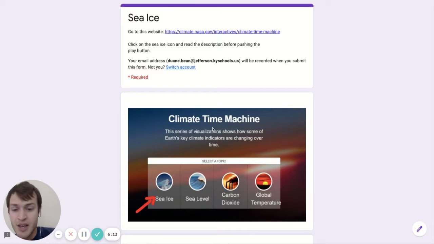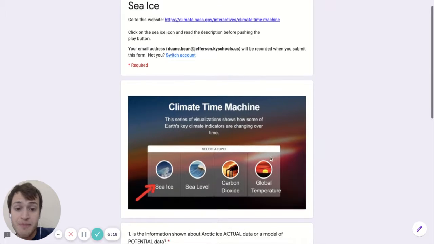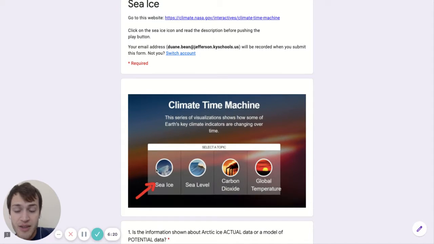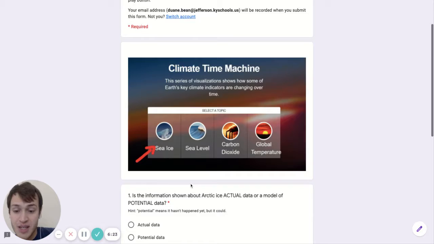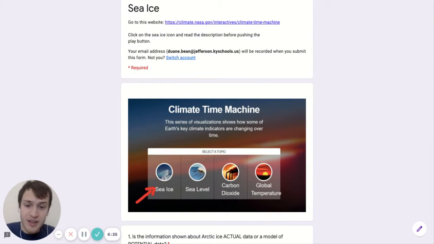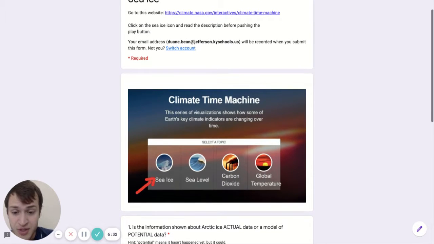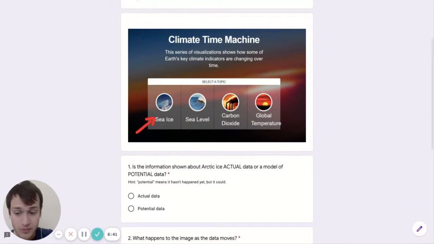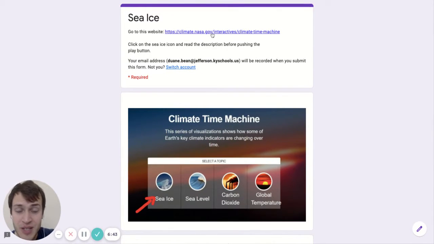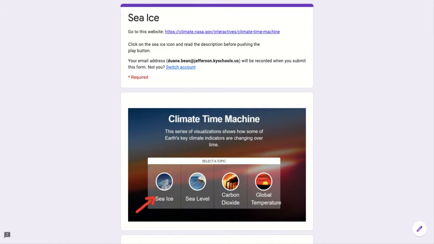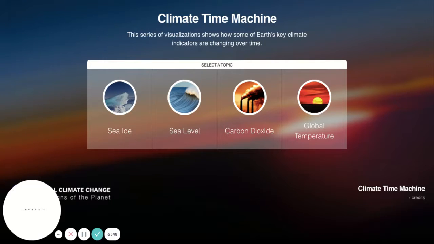At the top, it says sea ice. A little bit towards the middle, there's a screenshot that says Climate Time Machine. We're going to look at 4 different models to understand how different aspects of Earth's climate are changing over time. The first 2 models we're going to do together, or rather I'm going to do for you, but the last 2 you're going to do by yourself. To get to the models, you're going to click on this website at the very top, and it's going to take you to a screen that looks like this.